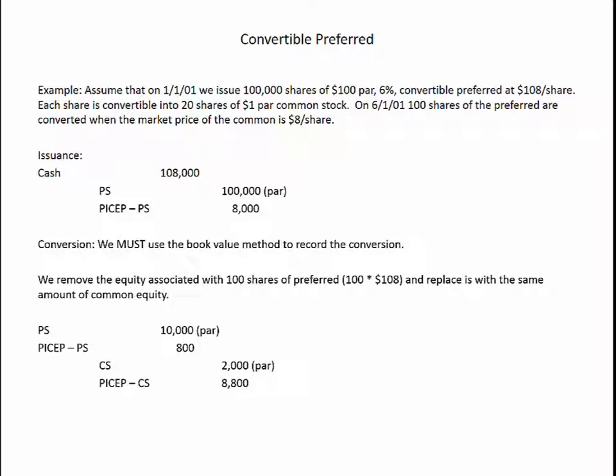We're going to replace it with $10,800 of common equity. Again, the common stock account at par value, 100 shares of preferred times 20 shares of common per share of preferred, so 2,000 shares. The remainder goes to paid-in capital in excess of par. Again, we're simply swapping one category of equity for the same amount of another category of equity.